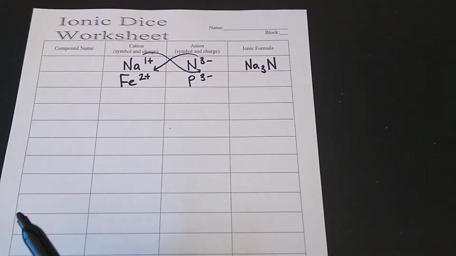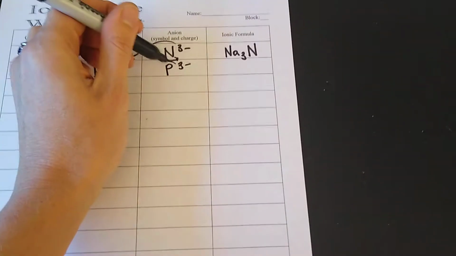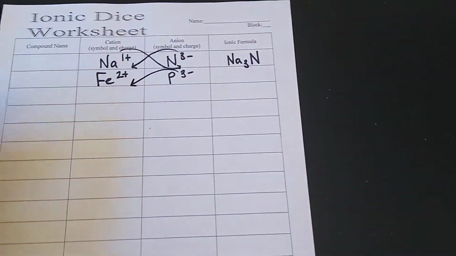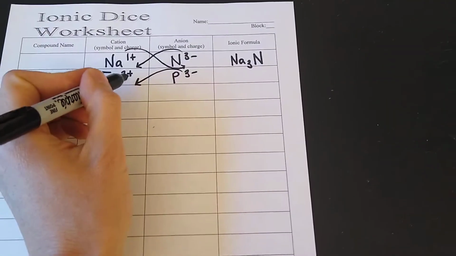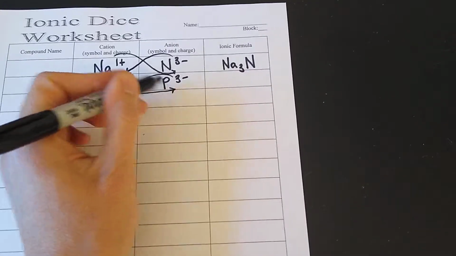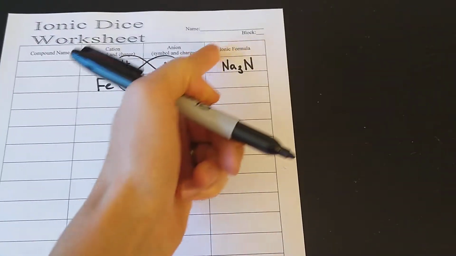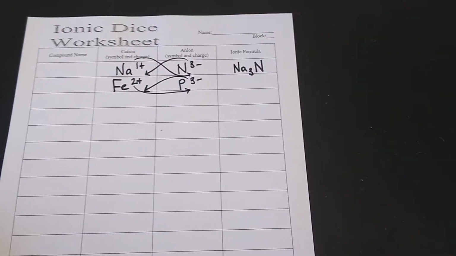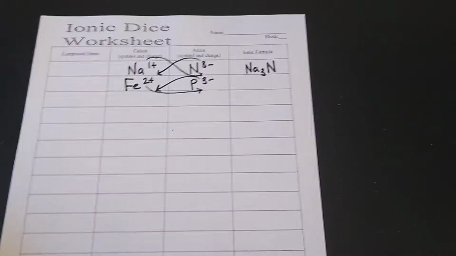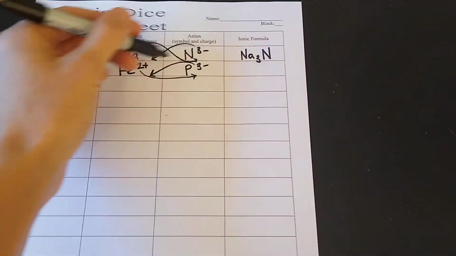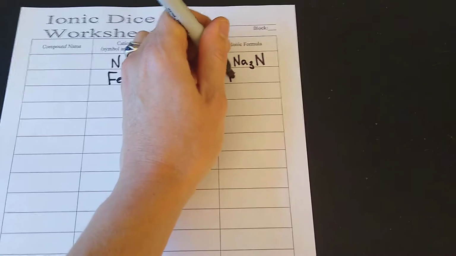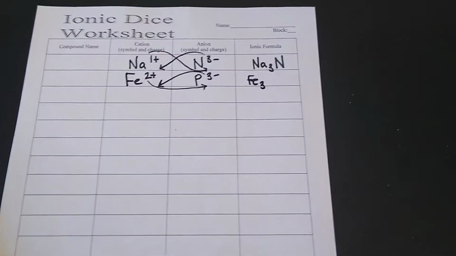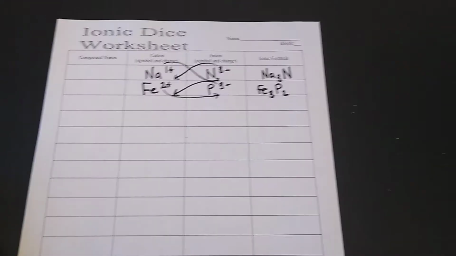All right, the next one, same thing. We're going to look at a ratio. We can do this little switcheroo. Just the numbers come down, not the charges. Remember that, okay? This formula should not ever have a plus or a minus written in it. It's always going to be neutral. So in this case, we're going to get 3 Fe's, so Fe3, and we're going to get 2 P's, so P2. Fe3P2. So those are my formulas.